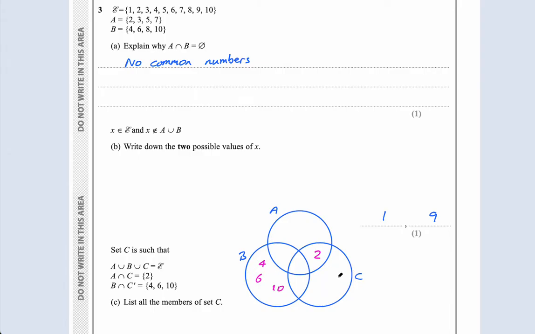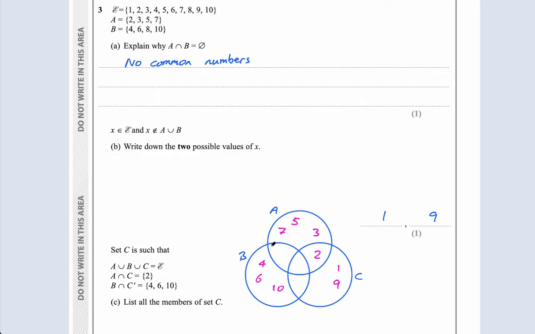And then it says list all the members of C. Okay, well, we know 1 and 9 are in C. We have in A 2, 3, 5, and 7. So I may as well complete this, guys. A has 2, 3, 5, and 7. So 2 there, 3, 5, and 7.